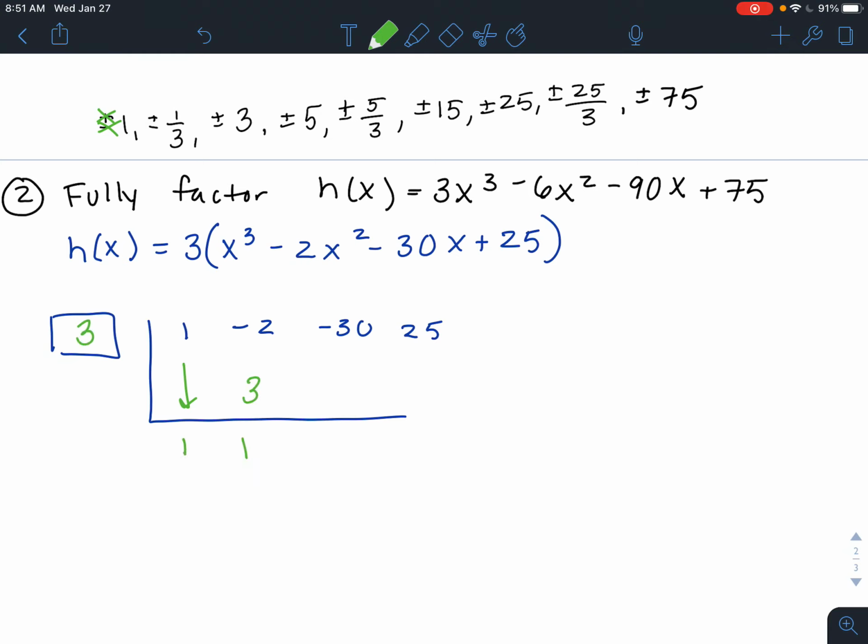So I always test my whole numbers first because I think the math is easier. So I'm going to test the 3 next. So drop the 1, multiply by 3. It's going to give me 1 times 3. Okay, that's definitely not going to give me +25, so +3 is out.